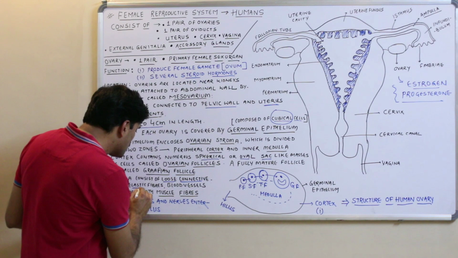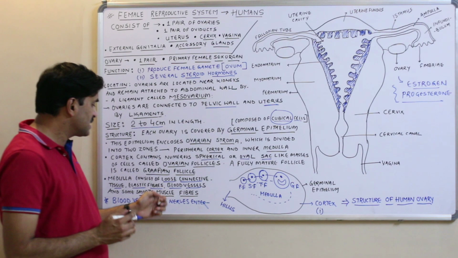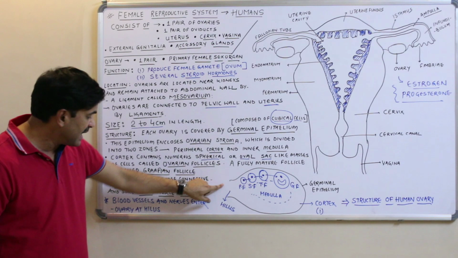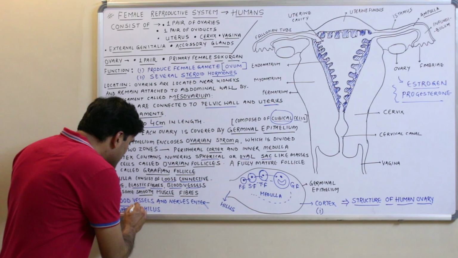It also consists of elastic fibers. It consists of blood vessels, and it also consists of certain smooth muscle fibers which are found in the medulla region. Okay. And remember this thing, that there is a region known as the hilus. This is the ovary. This is the region known as the hilus. And hilus is the region from where the blood vessels and the nerves enter in the ovary.